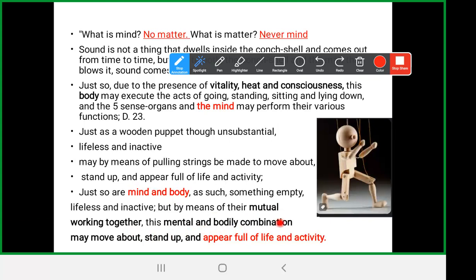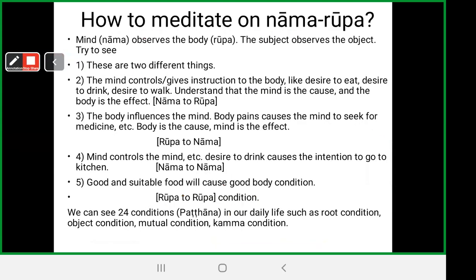So this means that mind and body, or mind Nama-rupa, will move together, working together. They will stand out and appear full of life and activities, like this puppet, when somebody pulls the string, it looks alive. So Nama-rupa, mind and body, when they combine together, appear to be really living. Now, come to this important point: how to meditate on Nama-rupa.